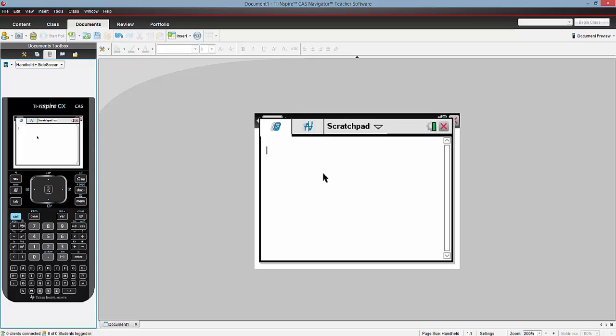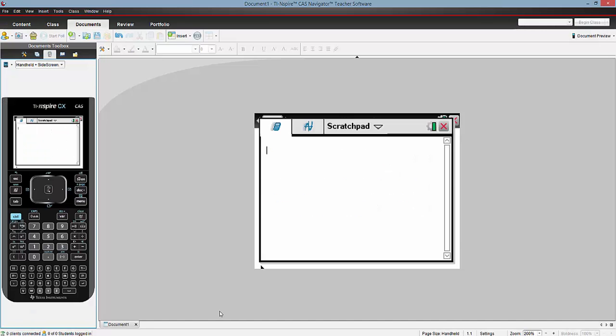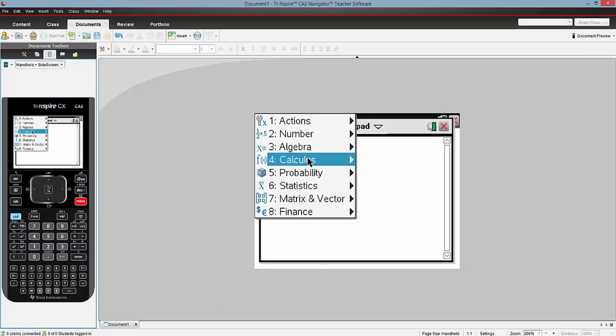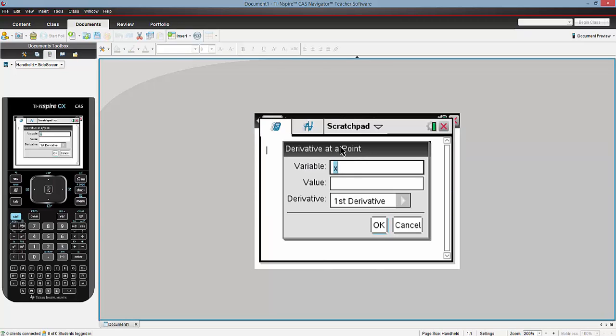And so the first thing I want to do is calculate g prime. Let me go back to the question here. It says g prime of 5. So if I'm going to find g prime of 5, this is part A, all I need to do is go back to that nifty TI Inspire and punch the stuff in. So just go to Menu, Calculus, Derivative at a point, because we're trying to find g prime at 5. So my value is going to be 5.